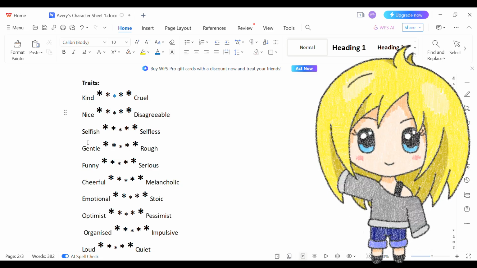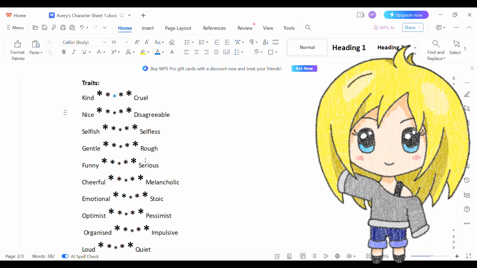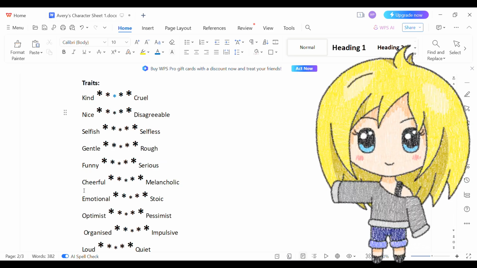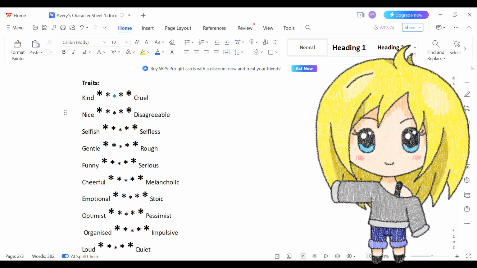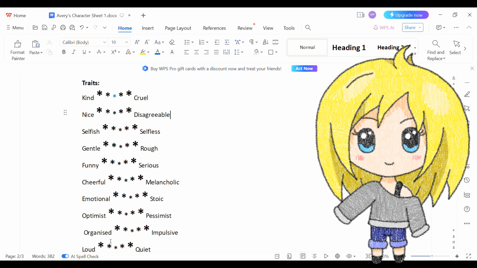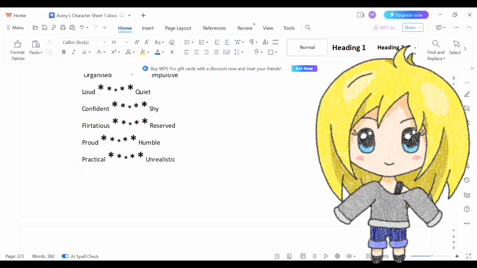Now, is your character selfish or selfless? Are they gentle or are they quite a rough and tough person? Are they funny or are they serious? Are they cheerful and upbeat or are they quite melancholic? Are they an emotional person or are they very stoic? Are they more of an optimist or a pessimist? Are they organised or are they more impulsive and spontaneous? Are they a loud or a quiet person?